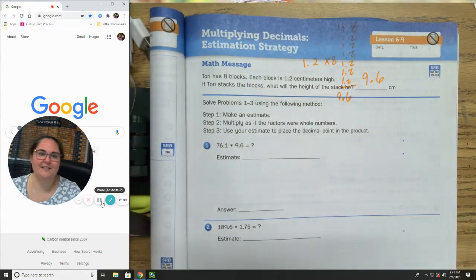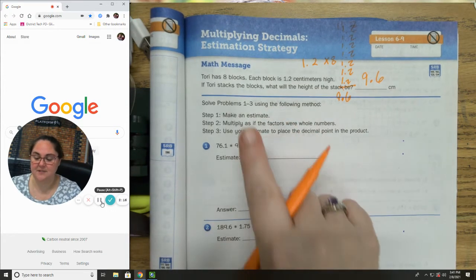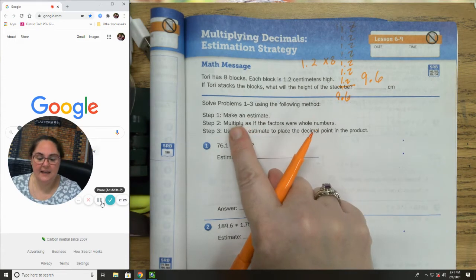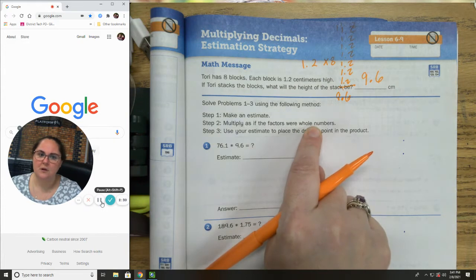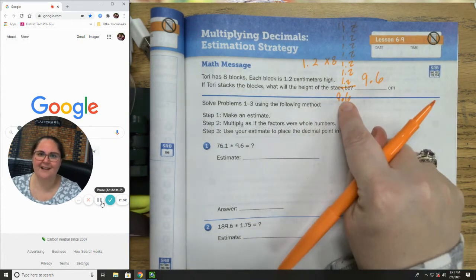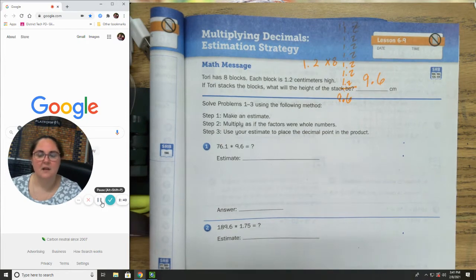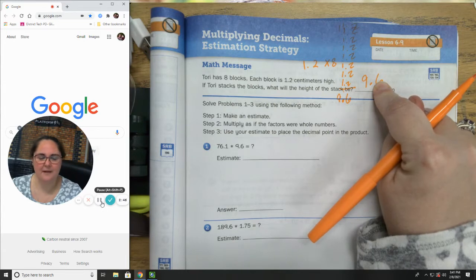You have another way to do this, absolutely. So now we're going to talk through the process. One way that you can do this is by following these steps. First, you can make an estimate. So 1 times 8 is 8. Then you're going to multiply the factors as if they were whole numbers. So if I do 12 times 8, my answer is 96, right? And then use your estimate to place the decimal point. So 9 and 6, and if I put my decimal right in the middle, that's close to my estimate, right?